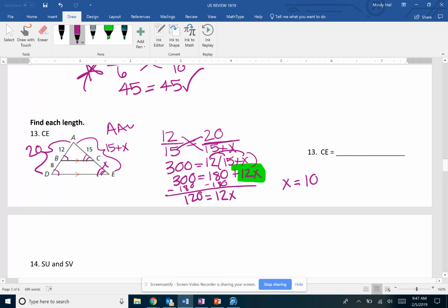So then we'll go ahead and set it up. X equals 10. X represents CE, so my answer is 10. And that's all you have to do for that one. So just make sure you distribute to everything. I have a bad habit of not doing that sometimes.